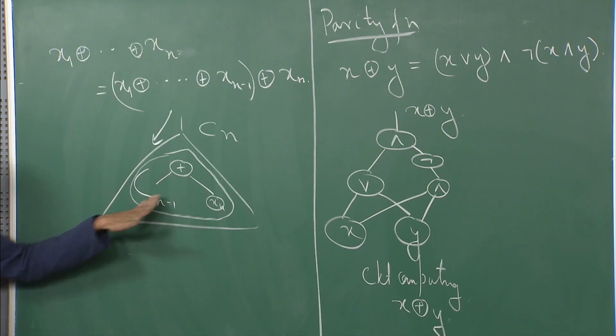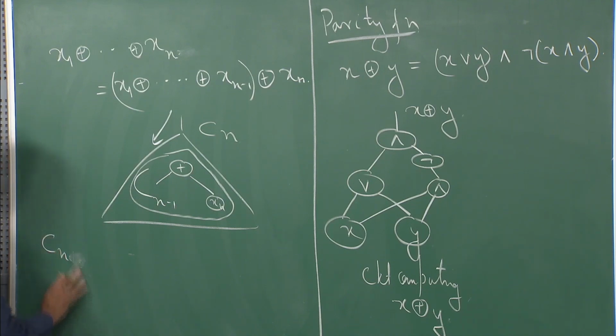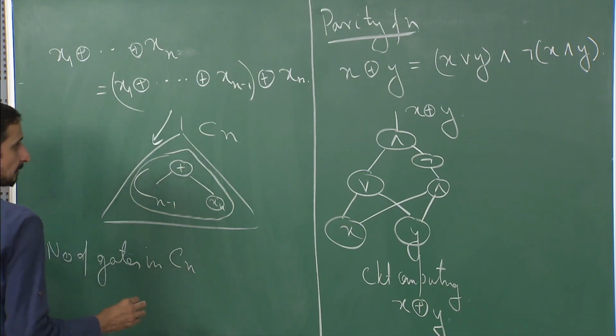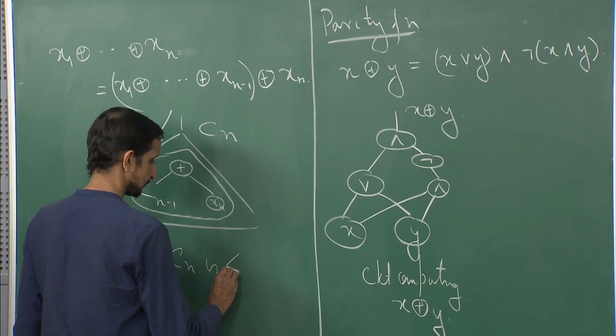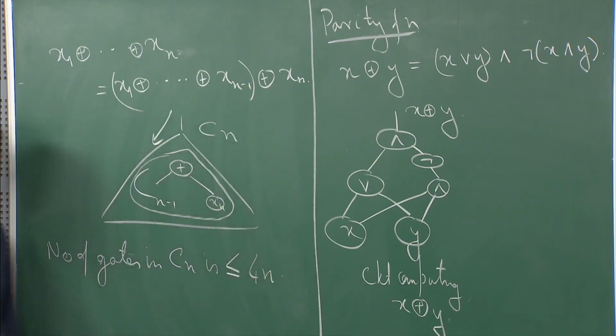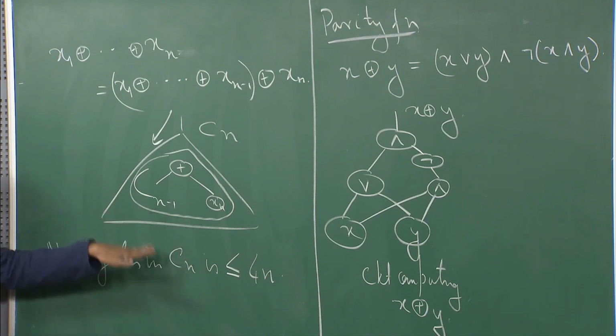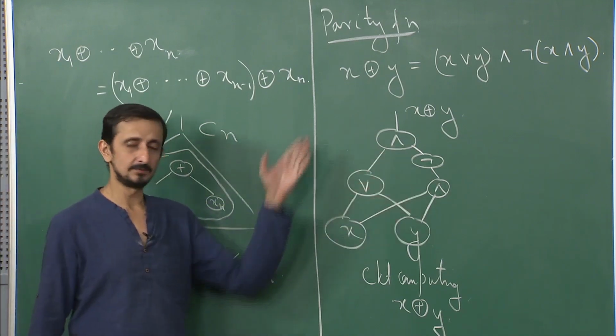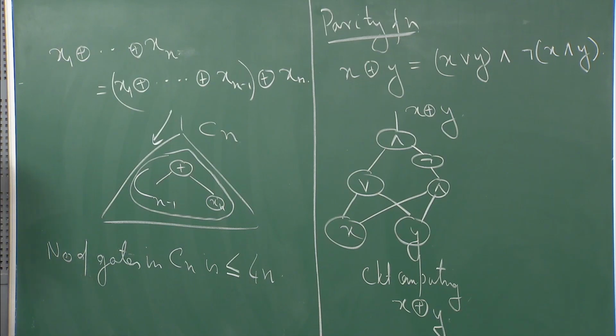Now this is a circuit which has only a constant number of additional gates. I haven't defined size yet, but the number of gates in Cn is at most, one can show, 4n. This one can show by induction: for n minus 1 it is 4 times n minus 1. Now to go from n minus 1 to n, one needs to add at most 4 additional gates, and this will give me a bound of 4n. Now this gives us an upper bound on the size of a circuit computing the parity function.